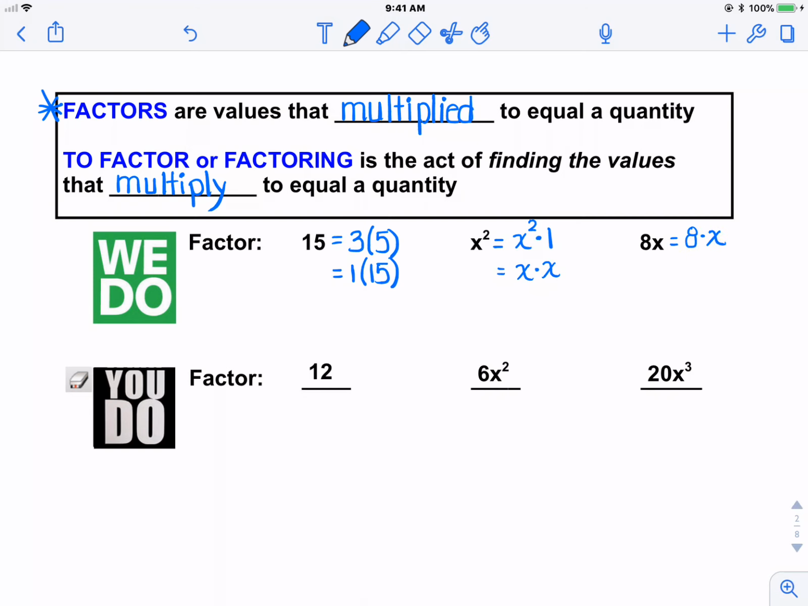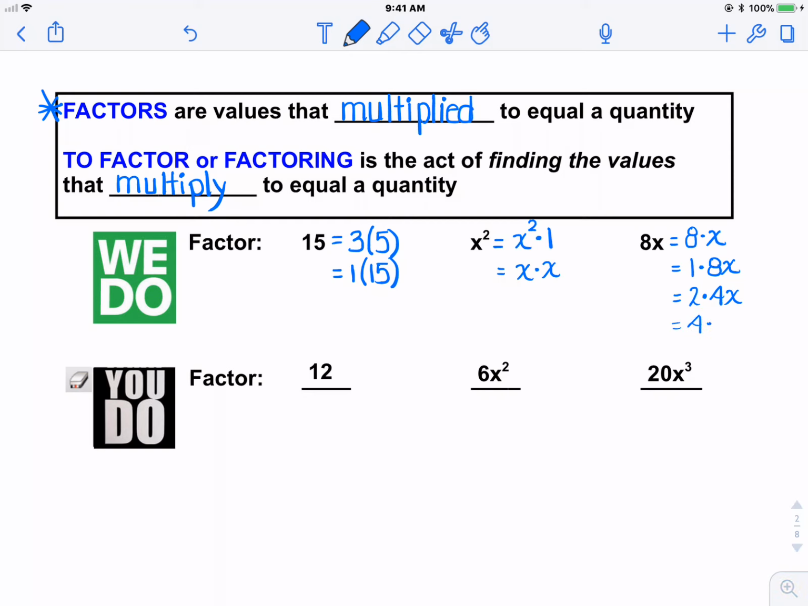So 8 and x are factors of 8x. We could multiply a 1 by 8x. So 1 and 8x are factors of 8x, individual components that I can multiply by something else and achieve 8x. But there's actually more. What about 2 and 4x? So each of those are factors of 8x.